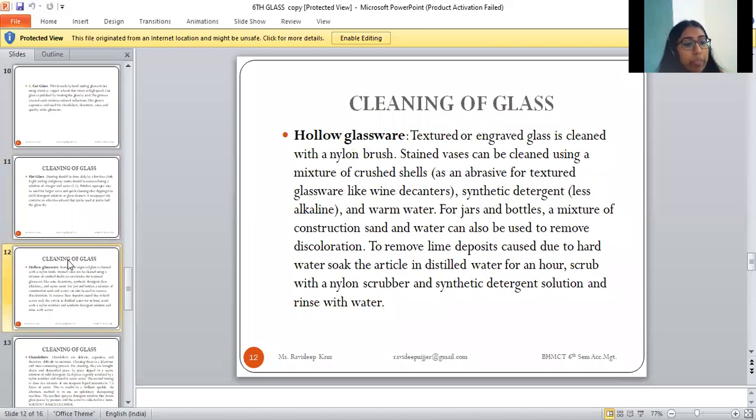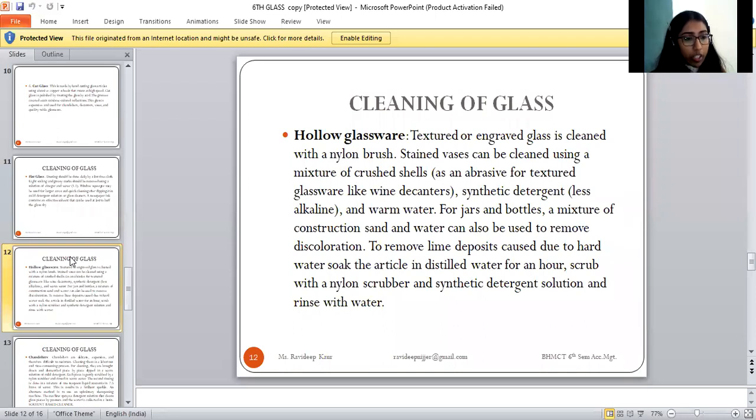Stains can be cleaned using a mixture of crushed shells as an abrasive for textured glass like wine decanters, synthetic detergents, and warm water. To clean this glassware, we need crushed shells, synthetic detergent, and warm water. So these are the things which we need to clean this glassware.